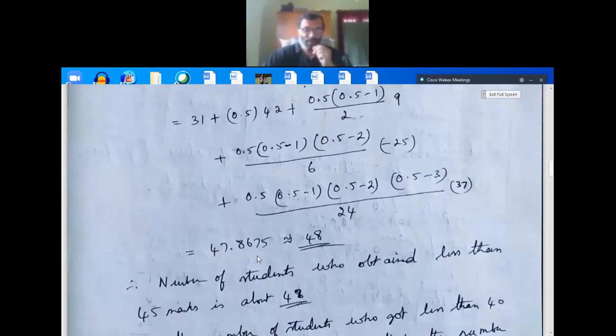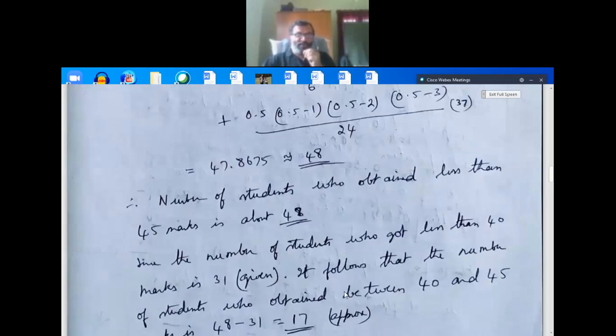47.8675. But the question is about the number of students, so the number of students cannot be a decimal. We cannot say 1.5 students. Always we have to approximate to the next whole number. So the number of students who obtained less than 45 marks is about 48.